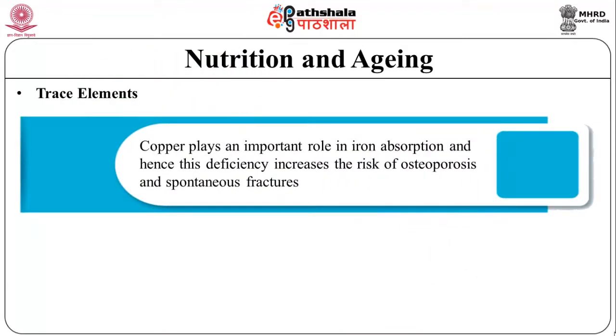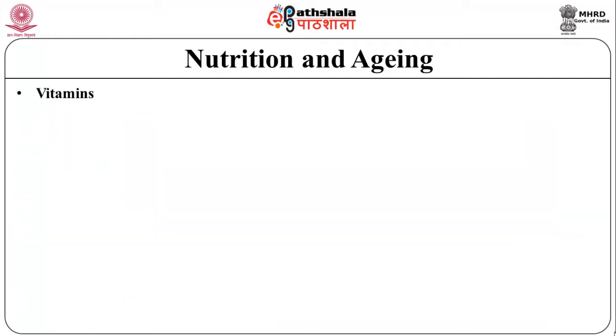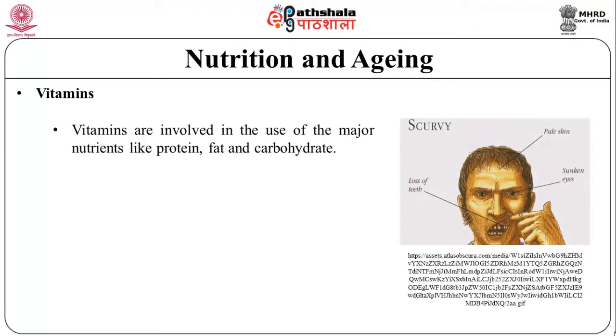Copper plays an important role in the iron absorption, and hence its deficiency increases the risk of the osteoporosis and spontaneous fractures. Chromium deficiency is mainly characterized by the impaired glucose, lipid and the protein metabolism, and minimum chromium deficiency is common in old age. Vitamins are involved in the use of the major nutrients like protein, fat and carbohydrates.